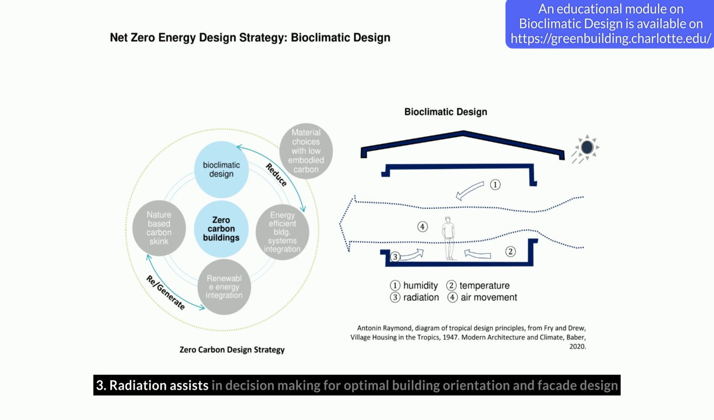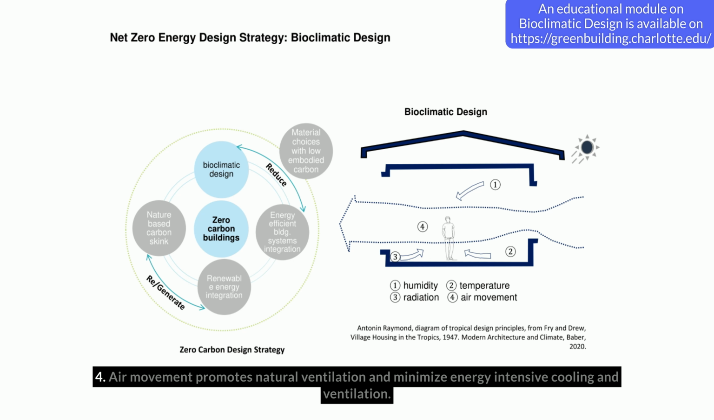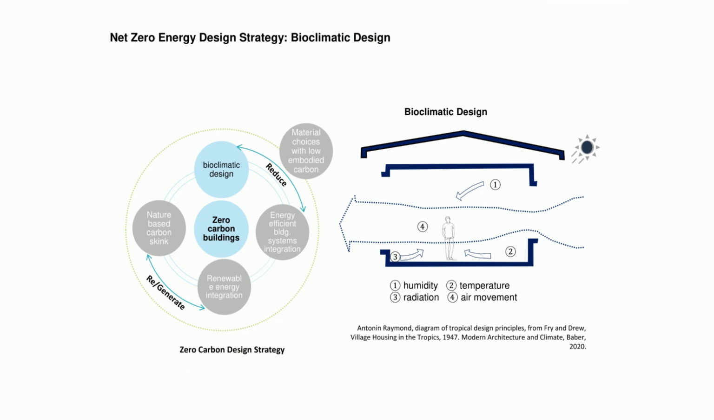3. Radiation assists in decision-making for optimal building orientation and facade design, such as apertures and shading devices, which help control solar heat gain. 4. Air movement promotes natural ventilation and minimizes energy-intensive cooling and ventilation.